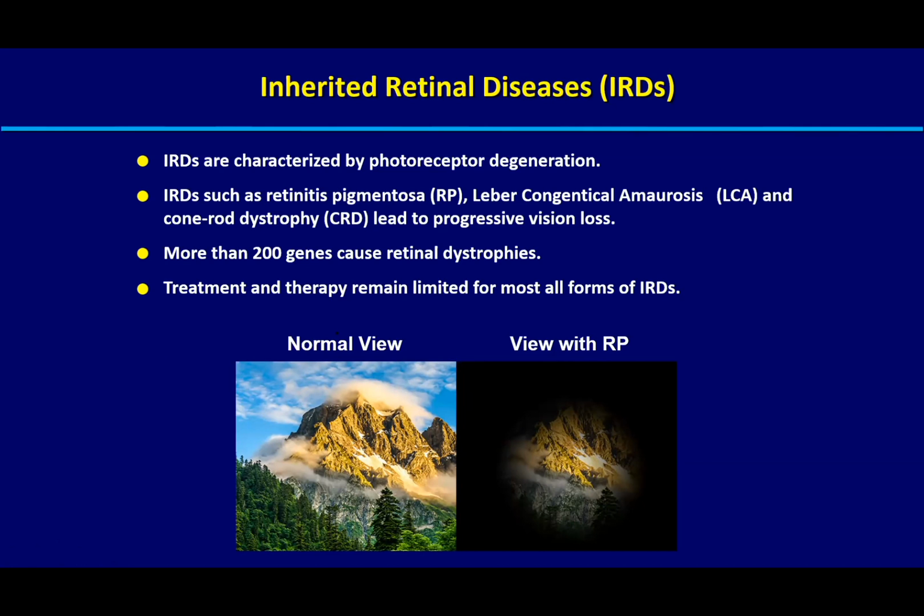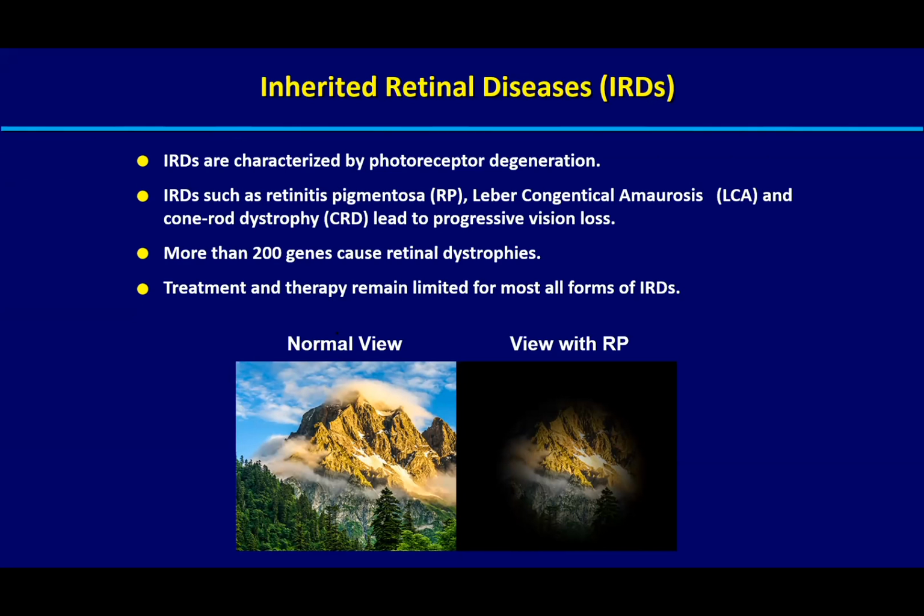What generally happens is that the rod photoreceptors in the periphery degenerate, and then the degeneration progresses so that they only have a central island of vision left that's shown here down on the right. And eventually this area too will degenerate and patients will lose all of their vision. Surprisingly, there are thousands of mutations in over 200 genes that can cause these different forms of retinal degeneration. And this heterogeneity is extremely challenging with regard to finding treatments and therapies.